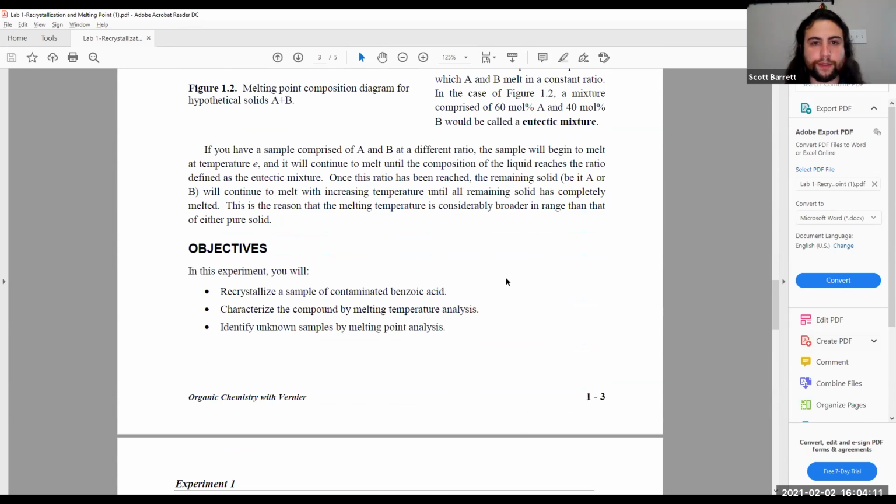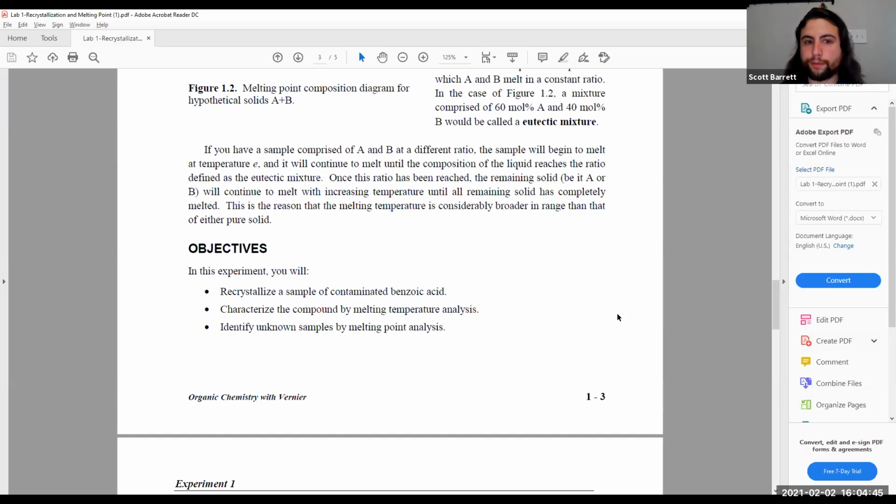So the objectives of the experiment, if we were to be performing this in lab, would be to recrystallize a sample of contaminated benzoic acid, with our copper sulfate and our benzoic acid in water. Secondly, we would want to characterize the compound by melting temperature analysis. So knowing that the melting point is at a certain temperature for each compound, we would note, oh, okay, this is benzoic acid. Oh, wait, no, it's at this point, then it's going to be our acetanilide. And then finally, we would identify unknown samples by melting point analysis, which is effectively the same situation, except for using an unknown.